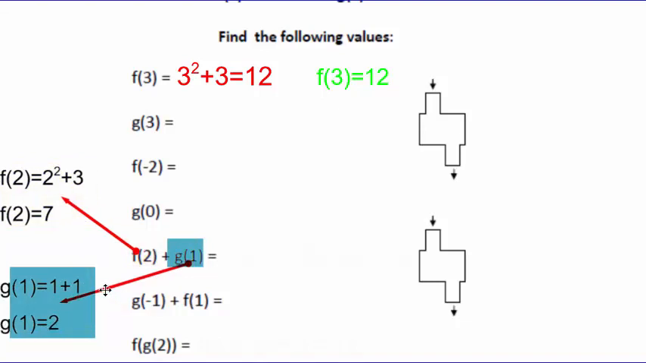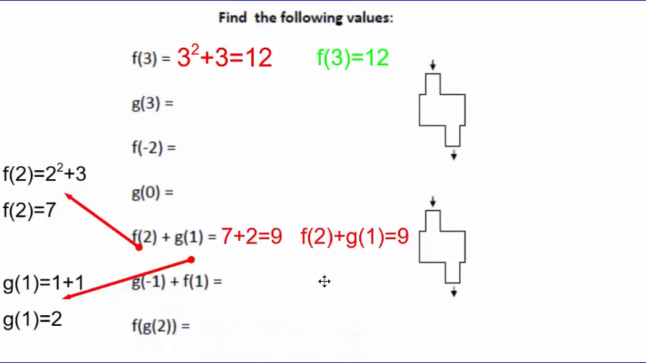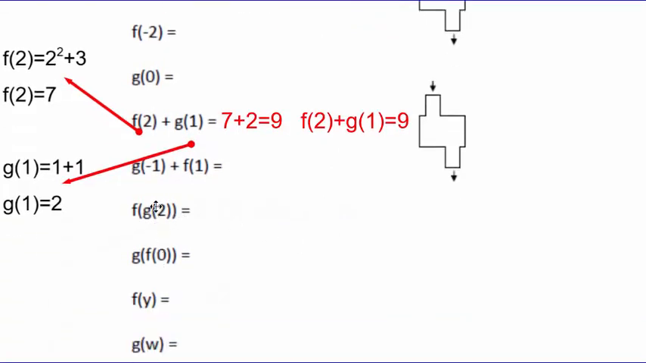So then when we go to solve our f of 2 plus g of 1, f of 2 I know is 7, so I'm going to plug in 7. G of 1 I know is 2, so I'm going to do 7 plus 2, and that's going to give us 9. So to write our final answer, we're going to say f of 2 plus g of 1 is equal to 9. Again, this would be the same thing as if I just asked you to find f of 2, then asked you to find g of 1, and then later asked you to add them together.